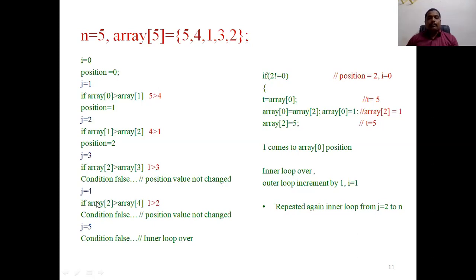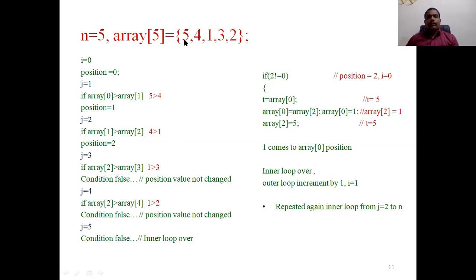So now again we are comparing array of position equal to 2, array of 4, J equal to 4. So we are comparing the value 1 greater than 2. Again condition false. Then position is not changed. So now position equal to 2, but J value is incremented by 1. So what happened? J is equal to 5. The loop was over. That is, inner loop is over. So now position 2 has the smallest element.